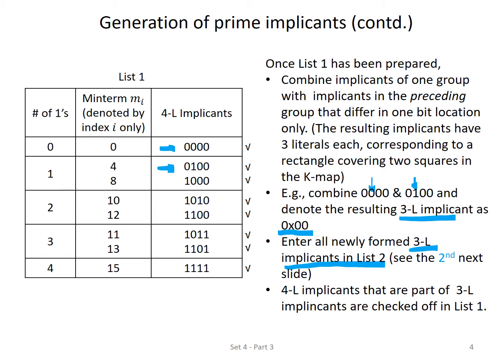Implicants that are part of 3 literal implicants are checked off in list 1. For example, here when we have combined these two implicants, we put check marks here and here. Going further down, we could check mark here because this could be combined with the literal in the top row. Similarly, this could be combined with the literal that we have again here. Going to the next row, this could be combined with the literal here because the difference is in one location. And we can continue this way.